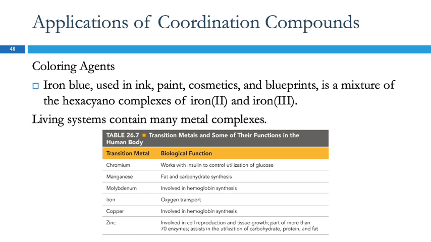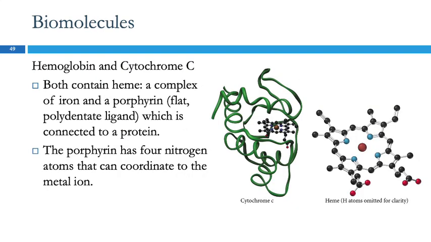It's part of more than 70 enzymes. You don't have enough zinc, and then not all of these enzymes can function the way that they're supposed to. So that can cause problems. So biomolecules, examples here are hemoglobin and cytochrome C. Both of these contain a heme. So this is a ball and stick model of a heme, but they left off all the hydrogens just so we could see it a little better.